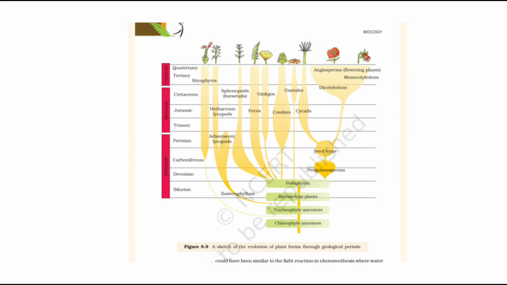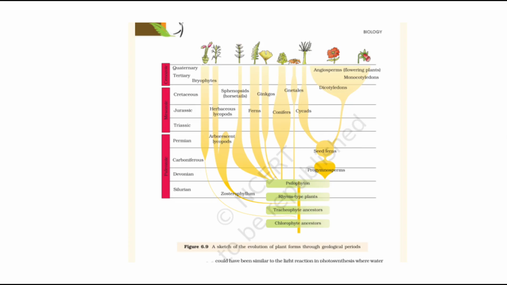So let's see what this diagram is showing. It shows the evolution of the plant over a geological time scale. Here we can see the oldest plant, that is primitive, then modern plants that are advanced, and the time scale, that is from Silurian to Quaternary, and the yellow line shows the evolutionary pathway.